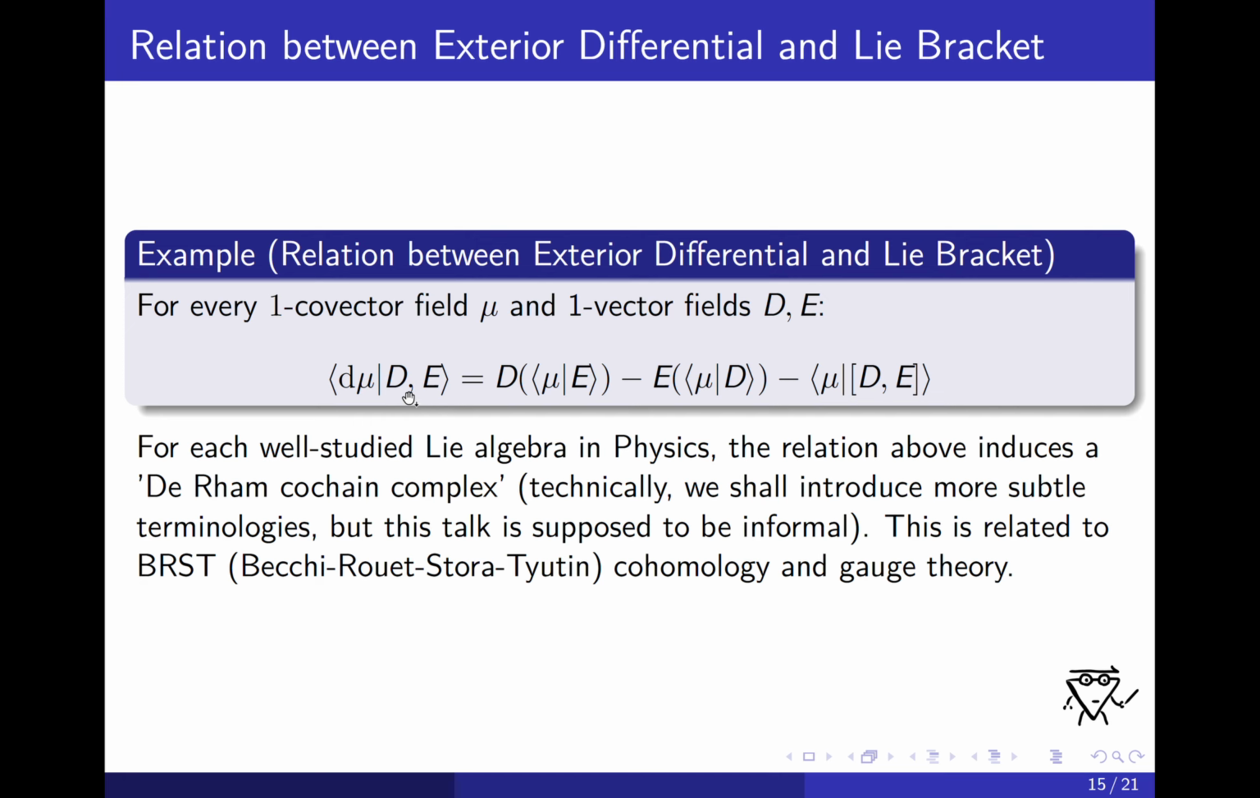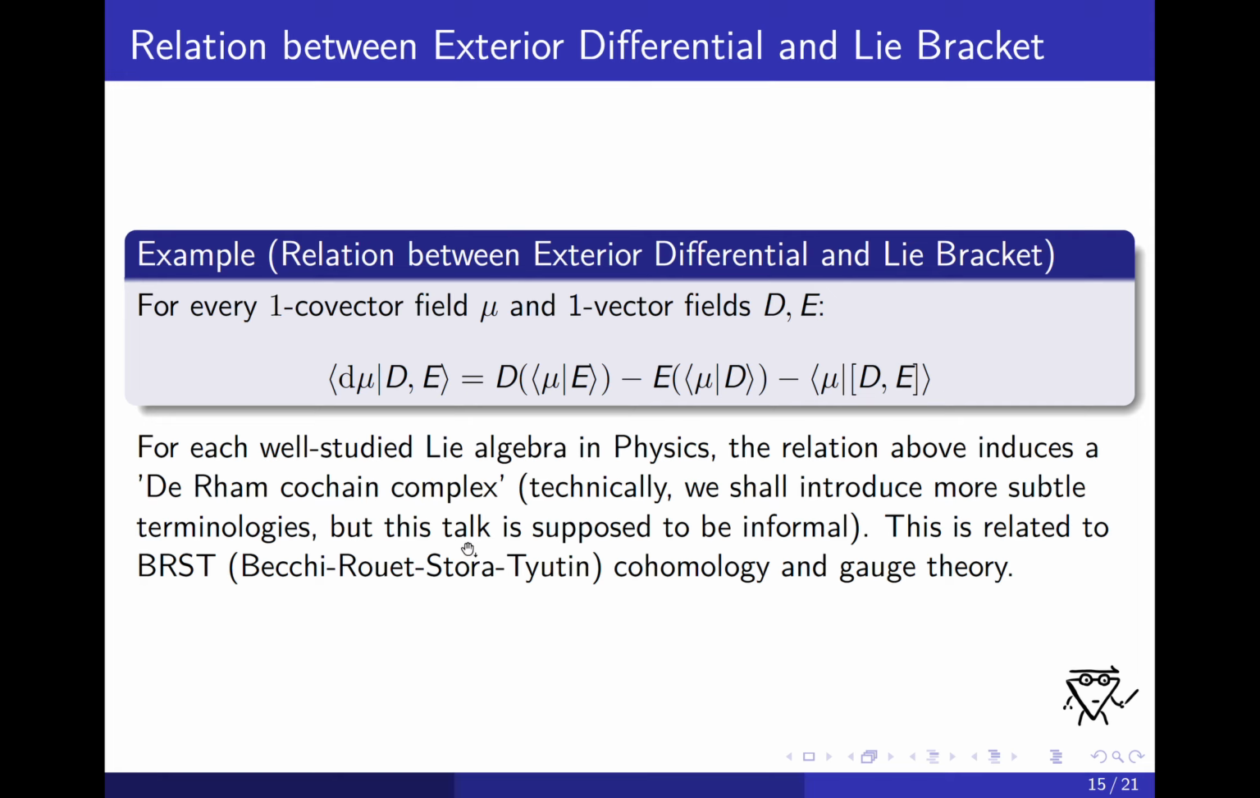You are going to pair them with two one vector fields. Note that this terminology is confusing. I take two vector fields and both of them have order 1. And now you have a pairing. If you compute this by brute force, you will find that it is equal to D acting on the smooth function mu paired with E, minus E acting on the smooth function mu paired with D, and minus the pairing of mu with the Lie bracket of D and E.